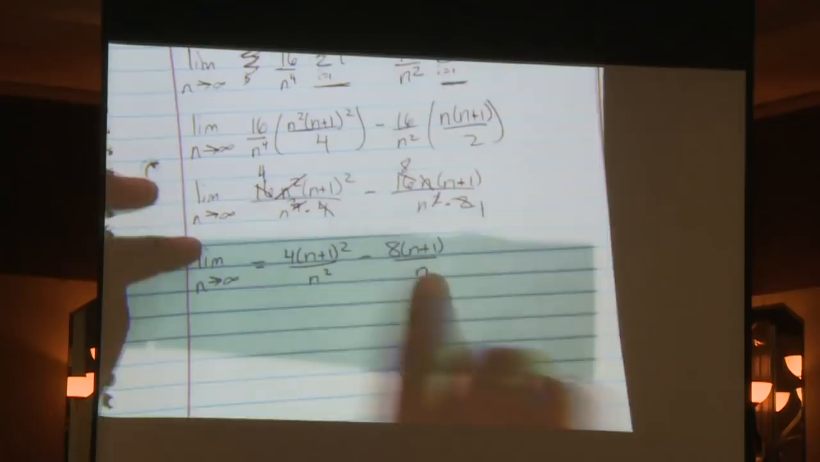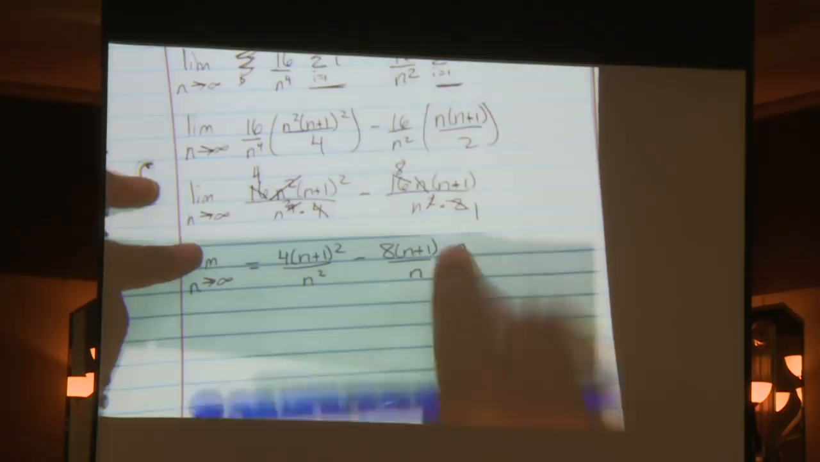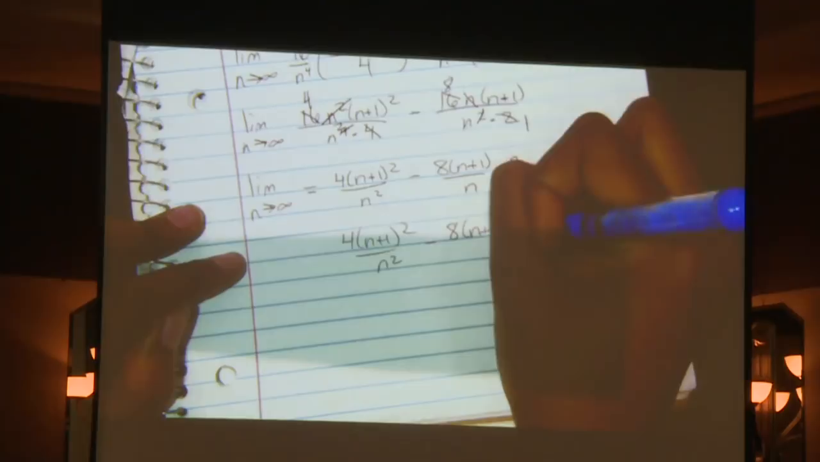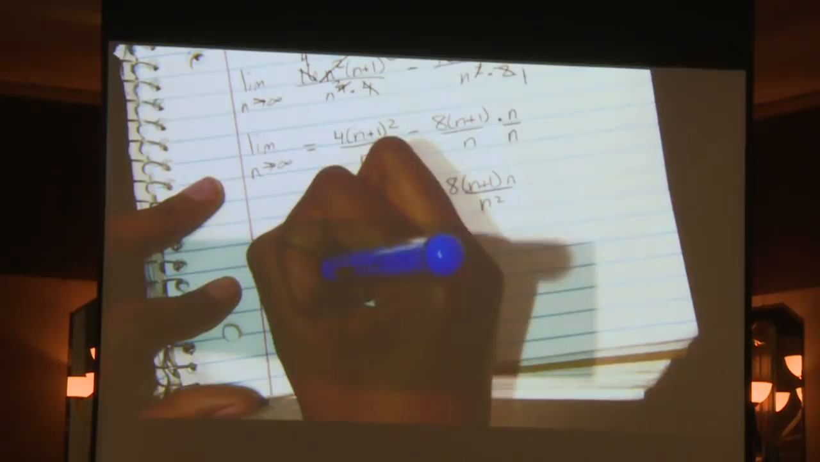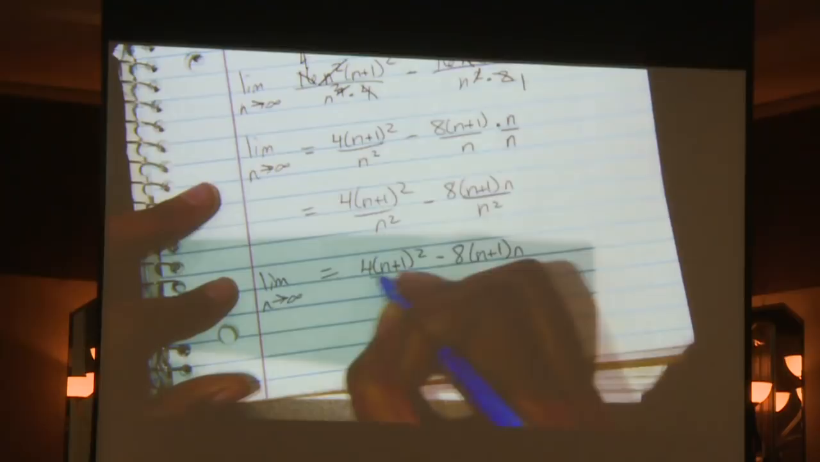So I can combine these. I'm going to go ahead and multiply this side by n over n because that gives me n squared. That makes sense? So I'm going to multiply by n over n just so I can combine these. And I'll end up getting 4 times n plus 1 squared over n squared minus 8 times n plus 1 times n over n squared. That makes it a little bit easier.